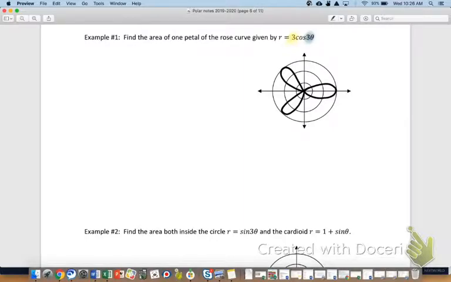And then what I did is I plotted a point. I said, if theta is 0, then it'd be cosine of 0, which is 1, times 3 is 3. So I know that if I'm pointing straight right, I'm 3 away, so that has to be the end of a petal. Basically, I drew this first, and I know that petal's there. And there are 2 more.